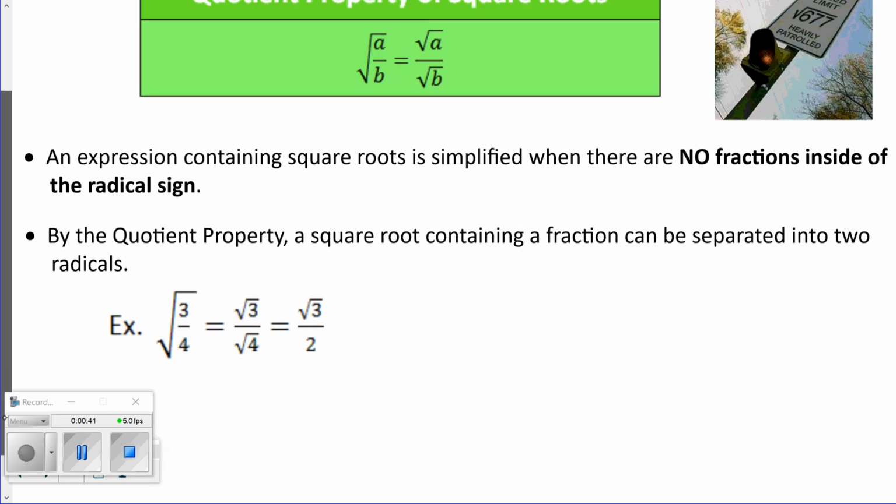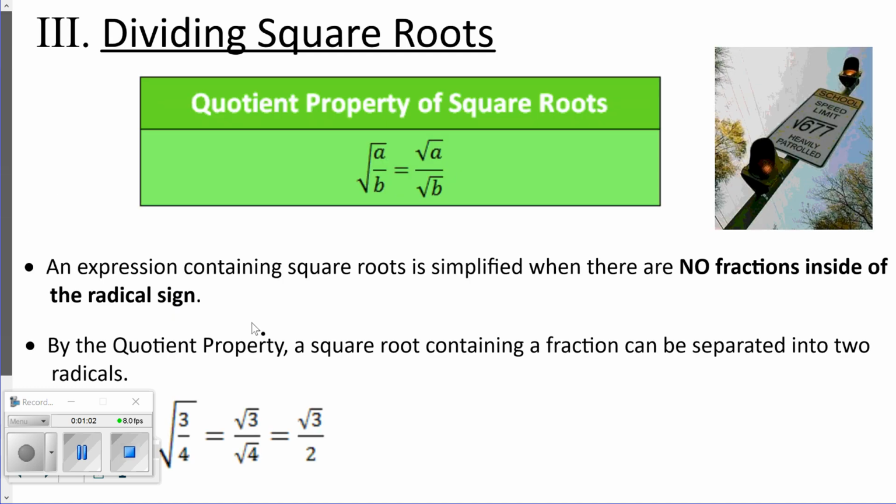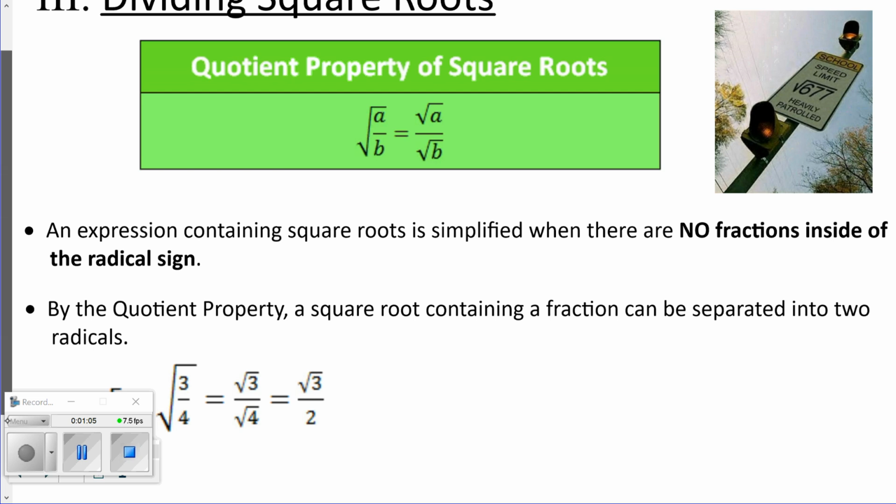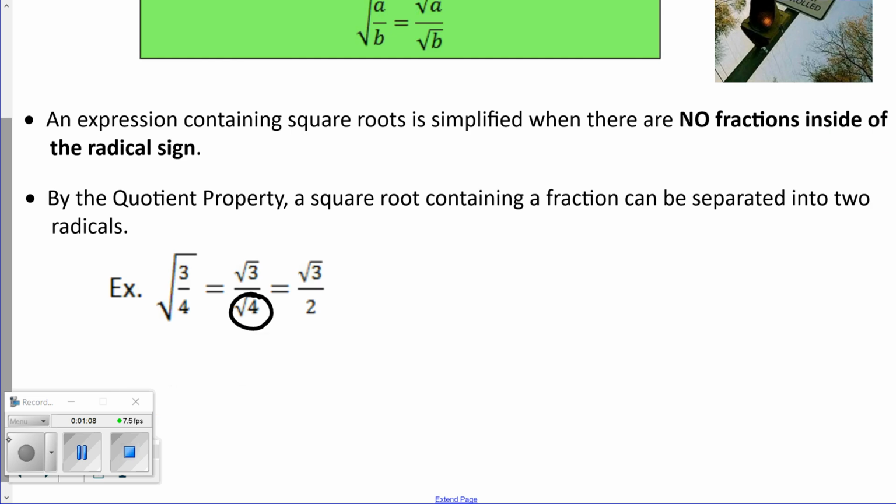All right, so down here, it is considered simplified when there are no fractions inside the radical. So the first thing we need to do is split those apart. Okay, so we have the square root of 3/4. We can split that to the square root of 3 over the square root of 4, which then becomes the square root of 3 over 2, because we're simplifying that square root of 4. We can simplify that to just 2.